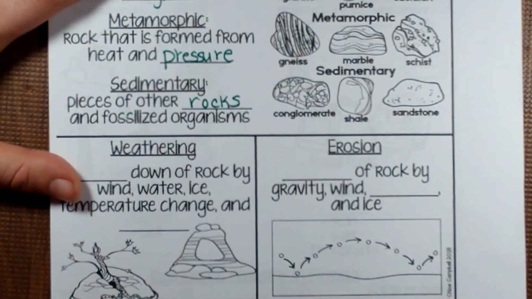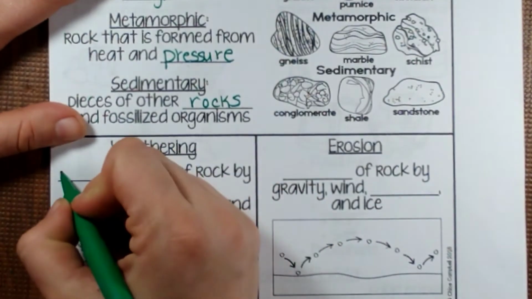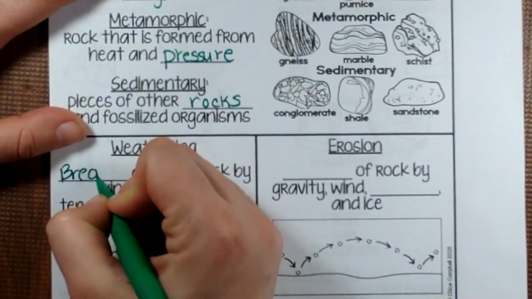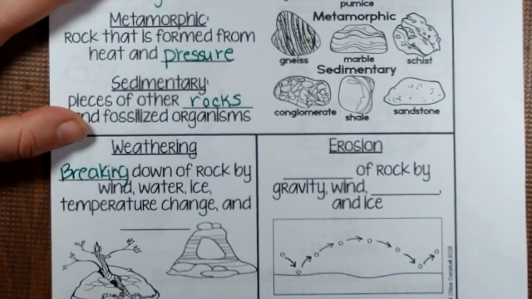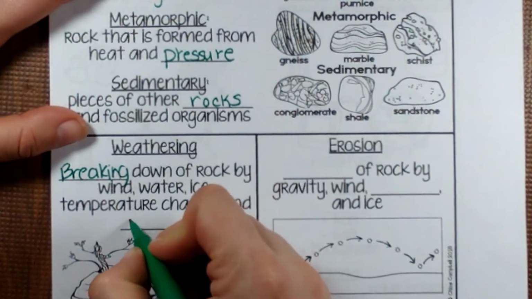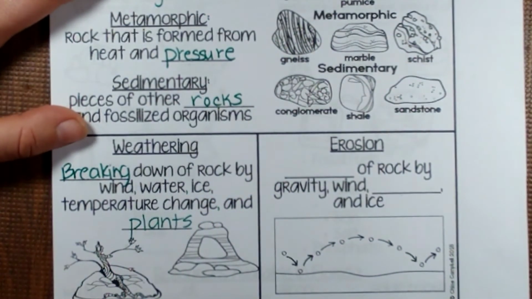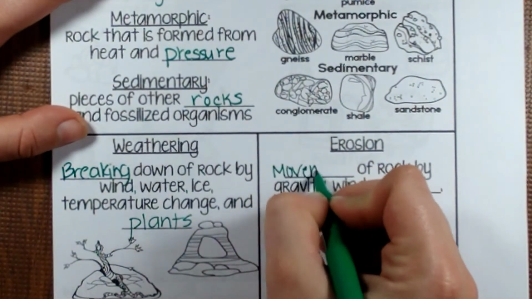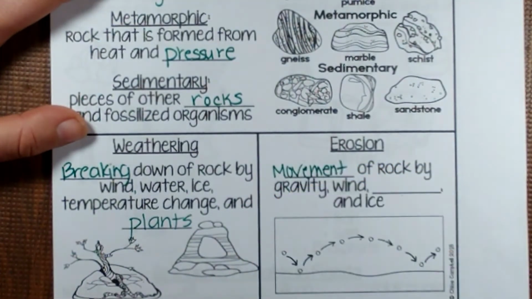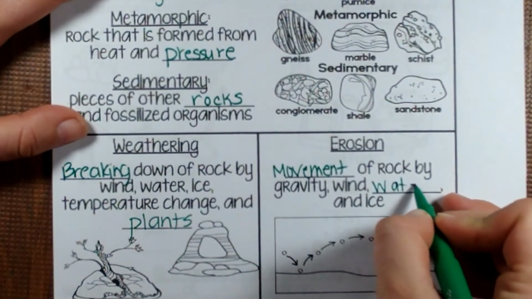Now we're talking about weathering and erosion. Weathering is the breaking down of rock by wind, water, ice, temperature change, and plants. Sometimes trees break rocks. And erosion is the movement of the rock. So weathering is wearing it down, and erosion is the movement by gravity, wind, water, and ice.